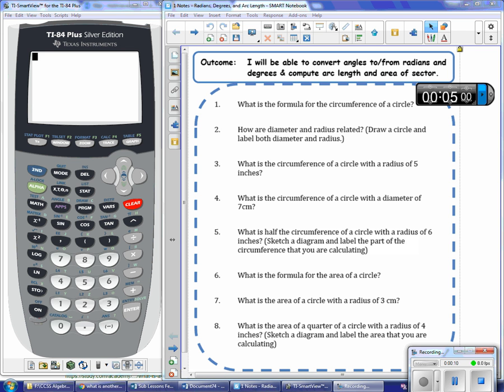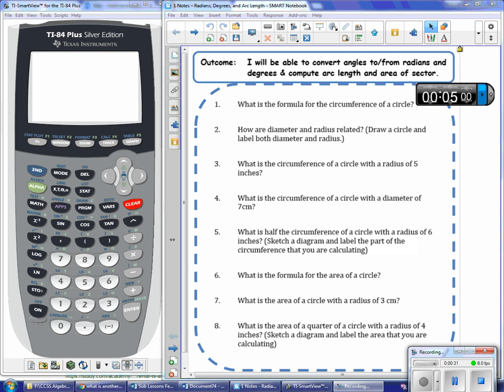The first thing I want to do is go over the warm-up, and I think what you'll notice is that in the warm-up we're talking about circles. So we're kind of transitioning from right triangles to circles, and so we're going to be talking about the geometry and trigonometry of circles, and we'll actually be going back and forth relating the angles in a triangle to the angles in a circle, and we'll get to that in a couple of days.